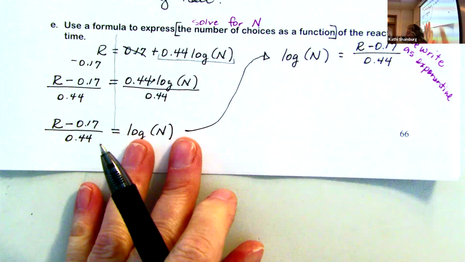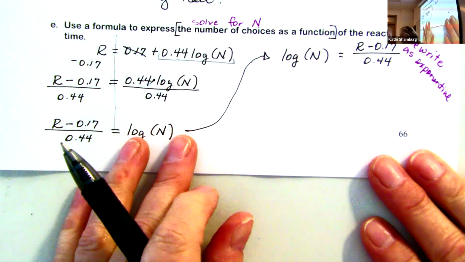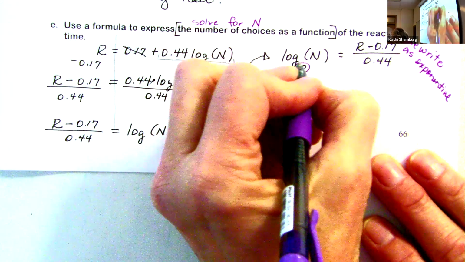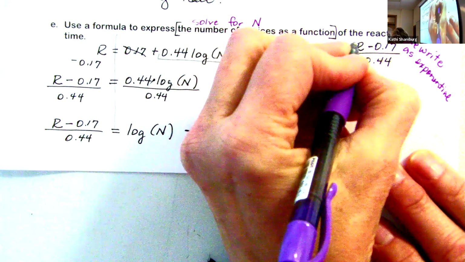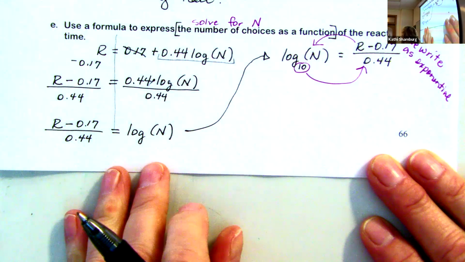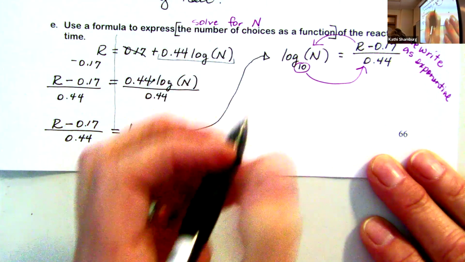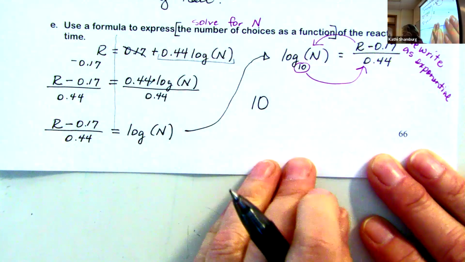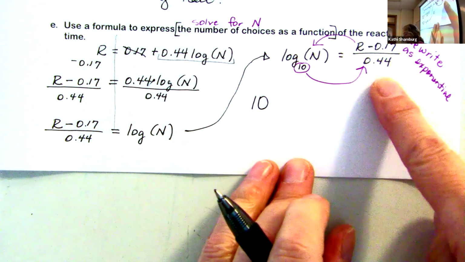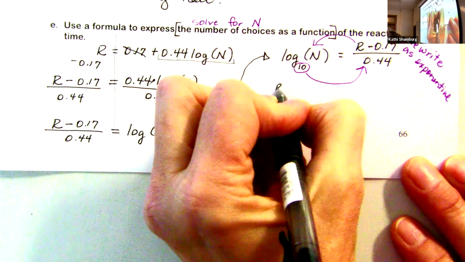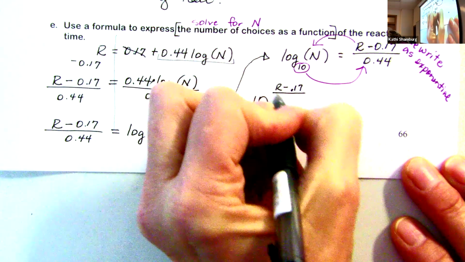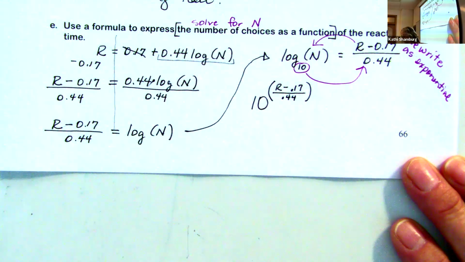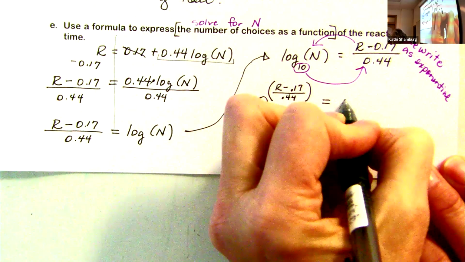Okay, so let's think through this. Log is always base what? 10. So do you remember when we were rewriting, I said, okay, we're going to take this and we're going to go counterclockwise, and that would be how we would rewrite it exponentially. So here's what gets kind of ugly in this. So we have base 10. So we have 10 raised to, all of this is now your exponent. So r minus 0.17 over 0.44, that is the exponent to the 10. And that will equal n.